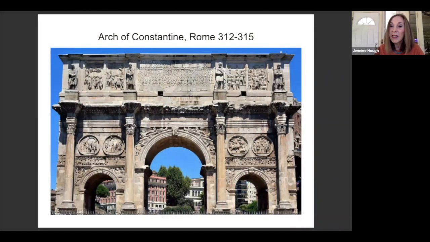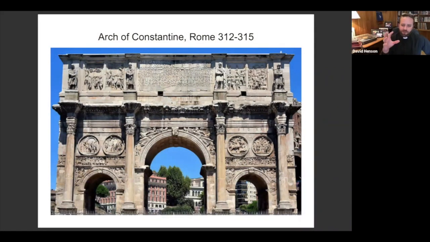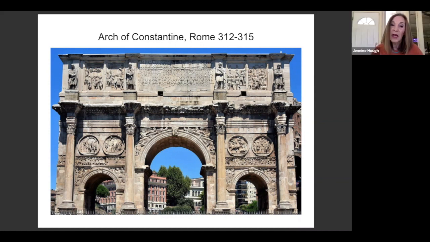I have a question. The kind of consolidating of these images, was that a way of showing a continuation of Roman honor, or was it co-opted? It was two different things.